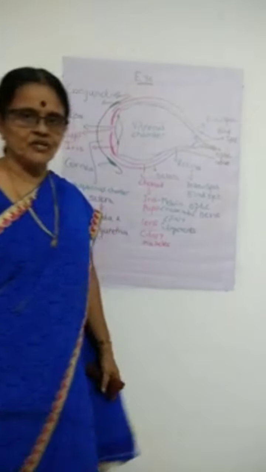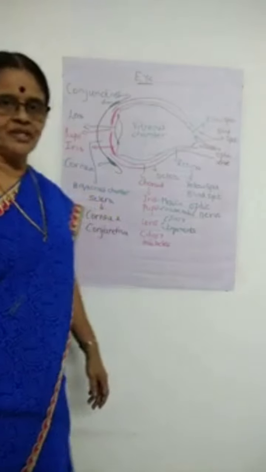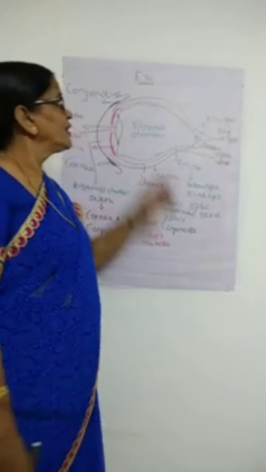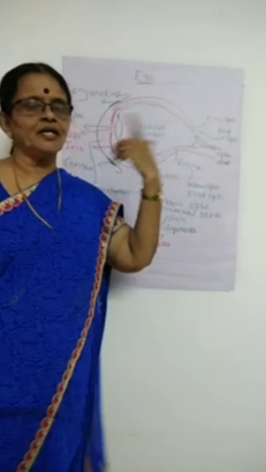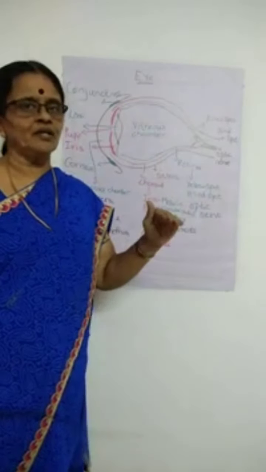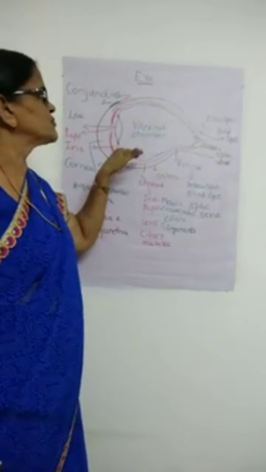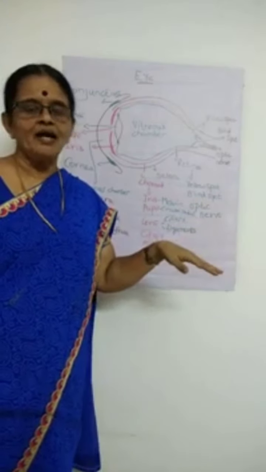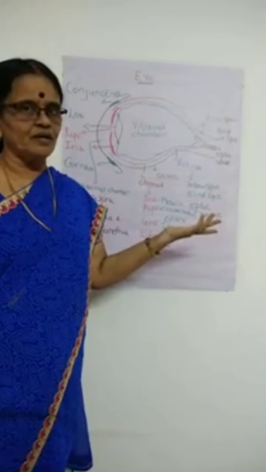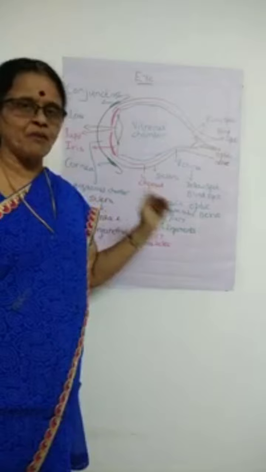Good afternoon, dear children. Now we are going to continue with the eye, the sense organ. Last class we discussed the external features and the protection given. Now we are going to see the parts of the eye, as well as a section of the eyeball and also the various parts.